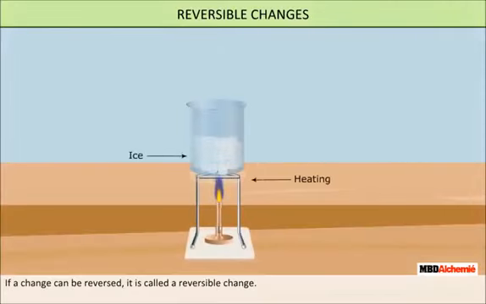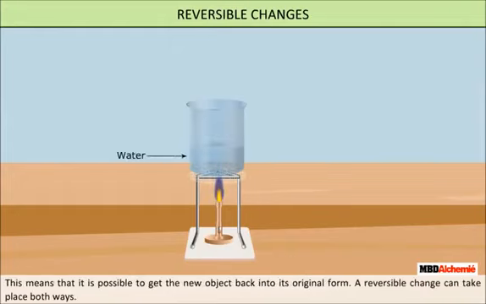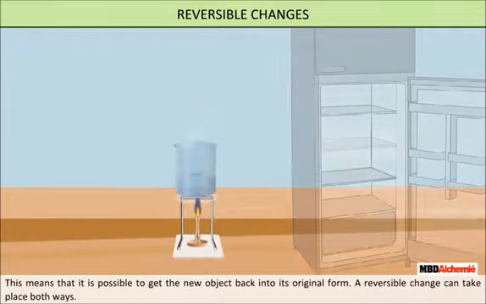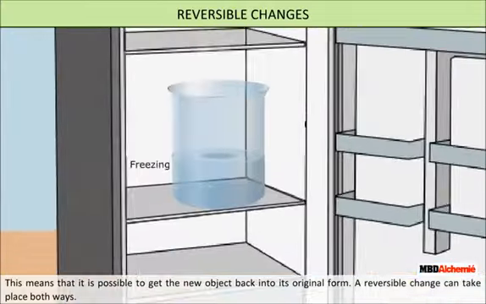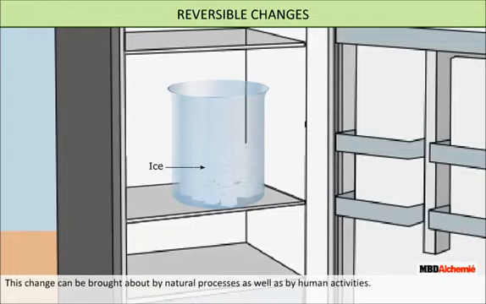Reversible change. If a change can be reversed, it is called a reversible change. This means that it is possible to get the newly formed product back into its original form. A reversible change can take place in both the directions. The change can be brought about by natural processes as well as by human activities.